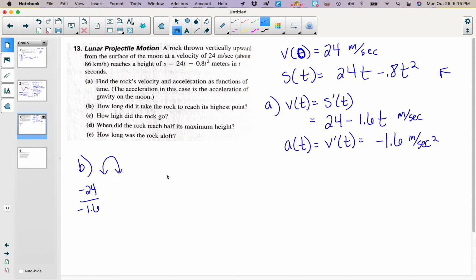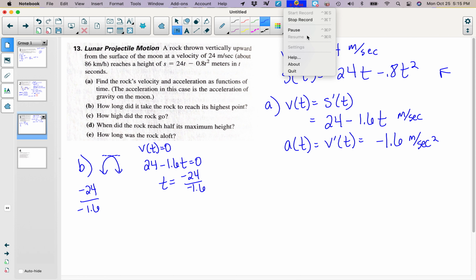So you could do that to get the x coordinate of the vertex, or you can think about the fact that if the rock is going up and then coming back down, at this moment right here we have a horizontal tangent, which means the velocity is 0. So if you take the velocity and set it equal to 0, 24 minus 1.6t equals 0, and solve for t, you're going to get negative 24 over negative 1.6. What do you know? So then we get t equals 15 seconds.